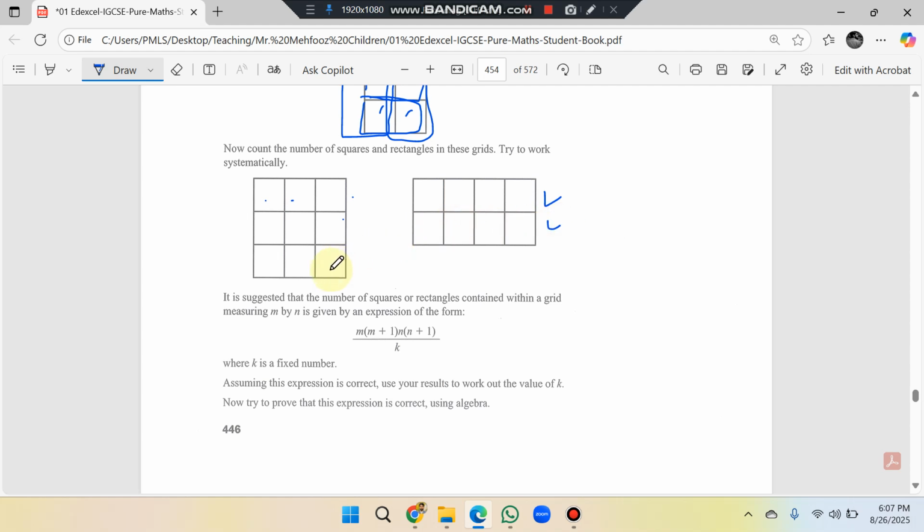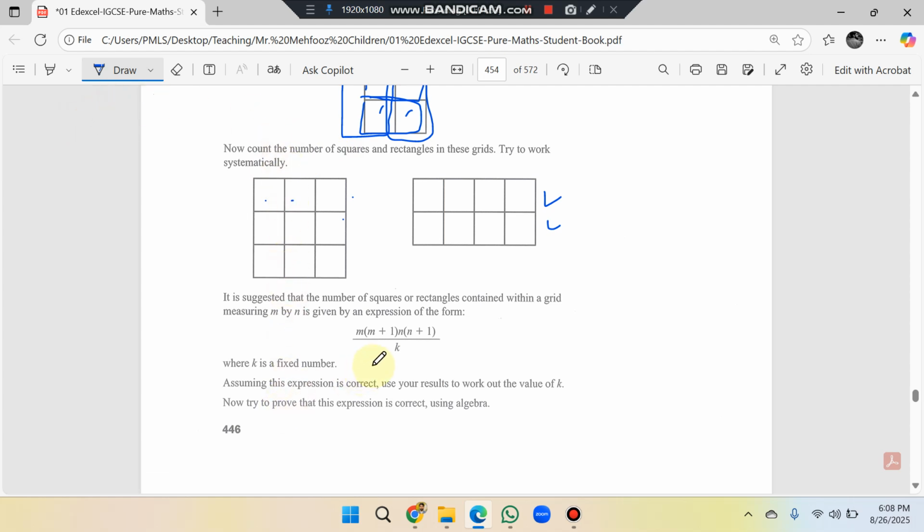It is suggested that the number of squares or rectangles contained within a grid measured m by n is given by an expression of the form m times m plus 1, n times n plus 1, over k, where k is a fixed number. Assuming that this expression is correct, use your result to work out the value of k. So here you can see that you find the value of k for values of m and n.